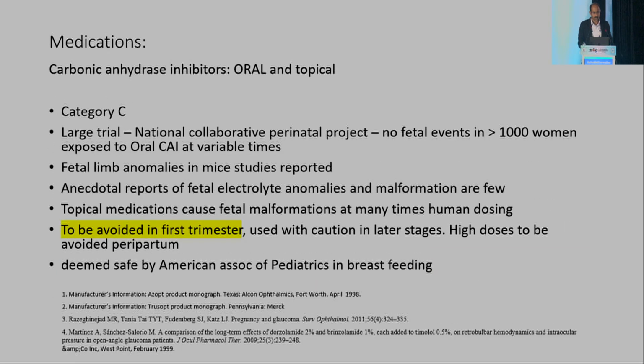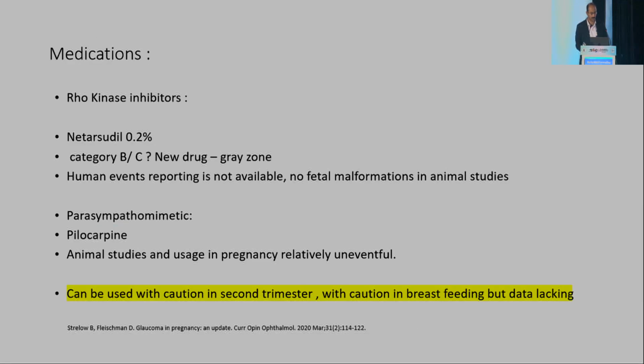As far as carbonic anhydrase inhibitors are concerned, oral and topical, the category C drugs, major trials which have been reported have not shown too many side effects of carbonic anhydrase inhibitors except in the first trimester, and also some fetal limb anomalies in animal studies. So the general guideline is to avoid them in the first trimester and use with caution in the later stages. High doses can be avoided peripartum to prevent electrolyte imbalances in the child. They are deemed safe by the American Academy of Pediatrics in the breastfeeding period though. So they can be used safely in the breastfeeding period with due caution.